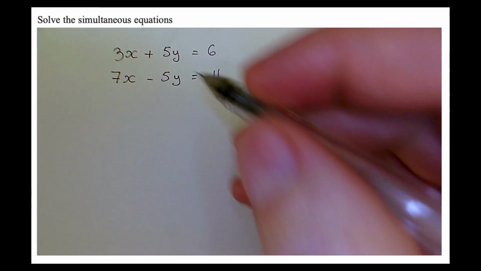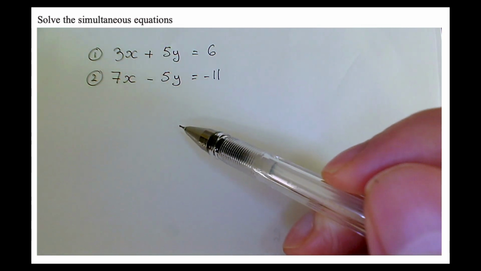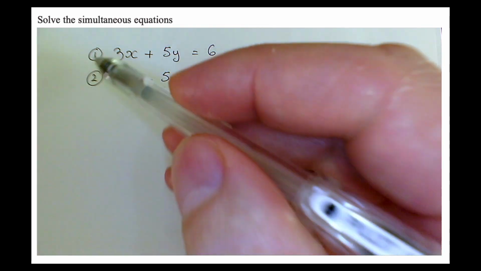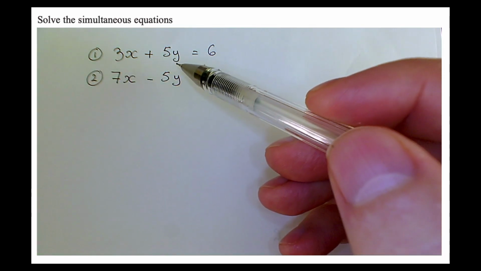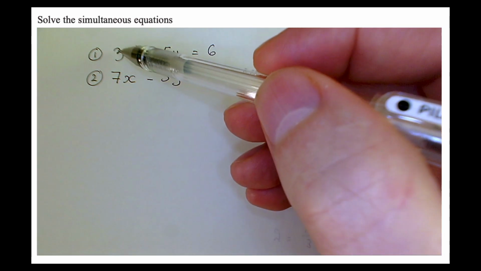Okay, so here we have a simultaneous equation, and we can see that the question is asking us to do 3x plus 5y equals 6 and 7x minus 5y equals minus 11. What I've done is I've numbered the equations 1 and 2 because I'd like the examiner to know which equation I'm referring to when I'm working through these.